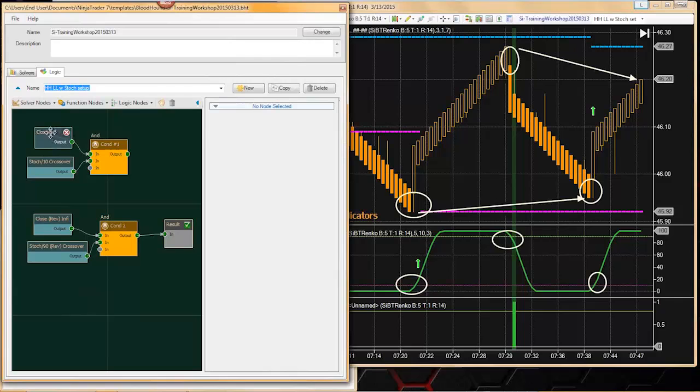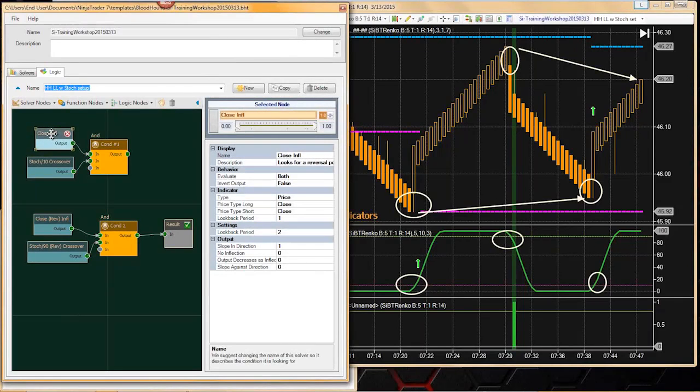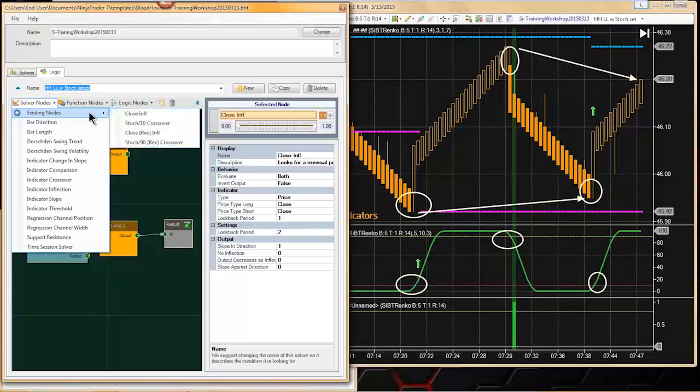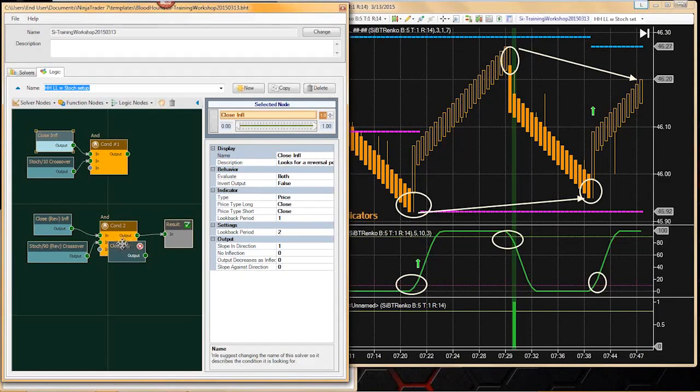What I'm going to do is grab a copy of the original closing price solver there. And this actually isn't a copy. This solver and this solver are one and the same. I just have a duplicate on the chart.